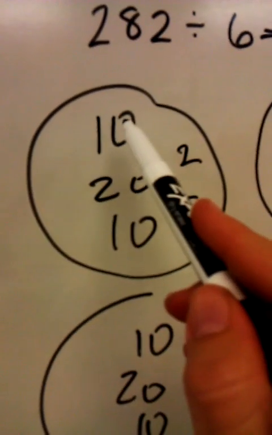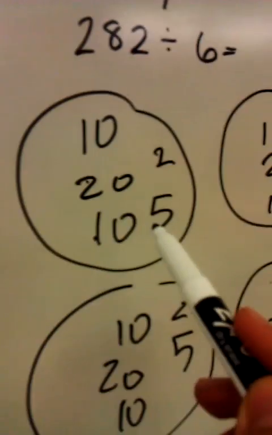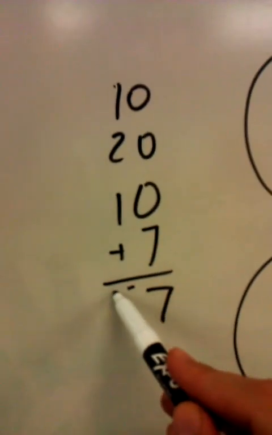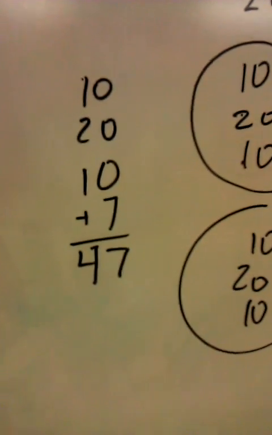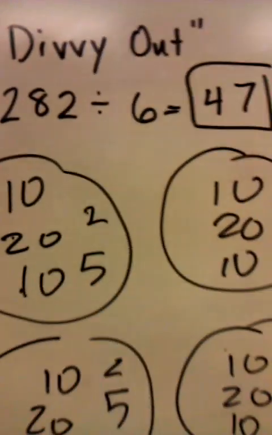So each of my 6 groups has 10, 20, another 10, 5 and 2, which is 7. So I would add those up and I would get 47. So my answer is 282 divided by 6 equals 47.